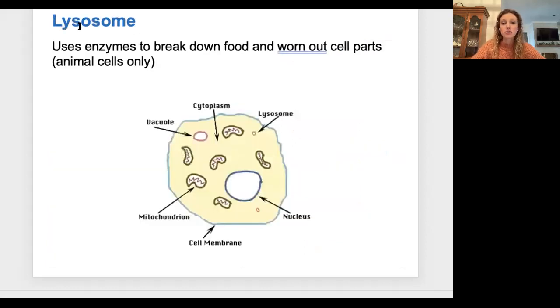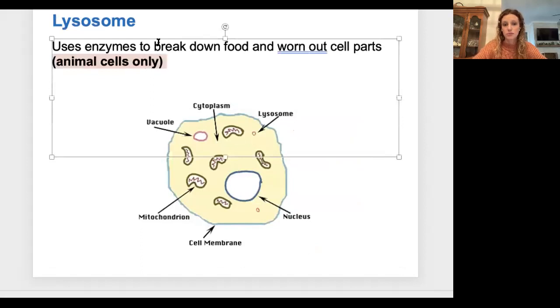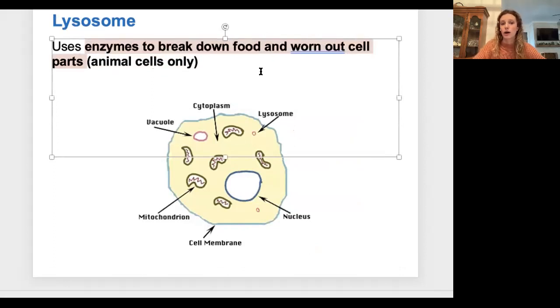Okay, lysosomes. Lysosomes are in animal cells only. Okay, so that's important. I want you to write that down. And it's an enzyme basically that breaks down food and other worn out parts of the cell. So basically, if you have an old part of the cell that is damaged or it's too old to function and it's not working at the best capacity anymore, the lysosome is going to eat it away so it can regenerate itself and it can start fresh.